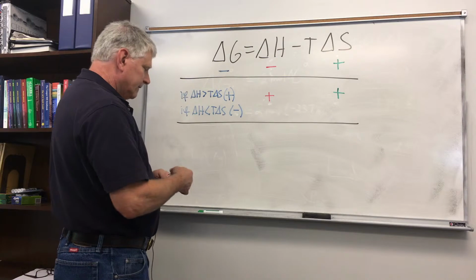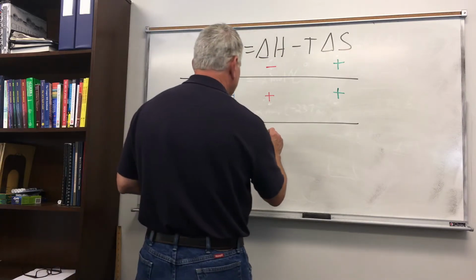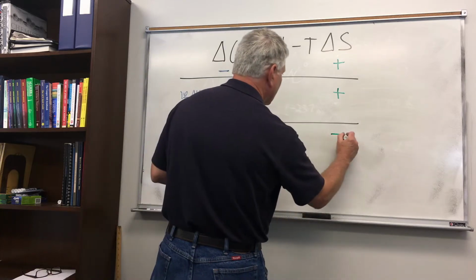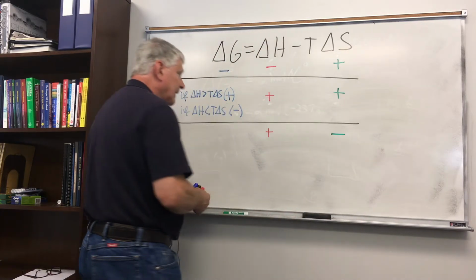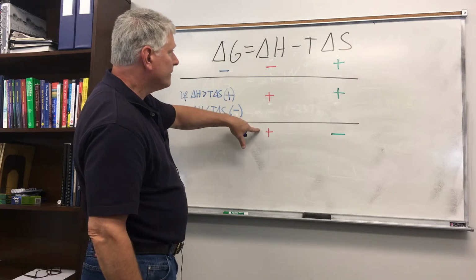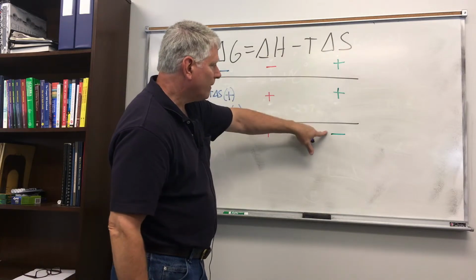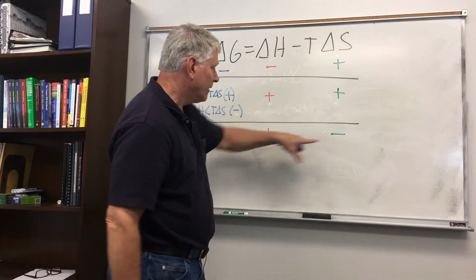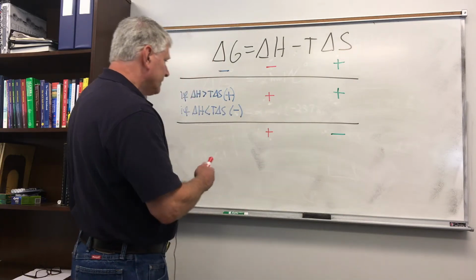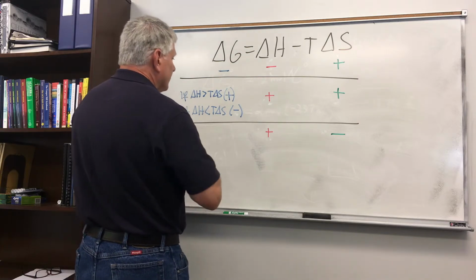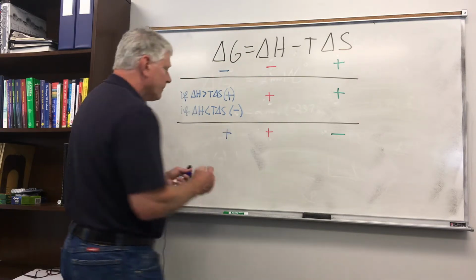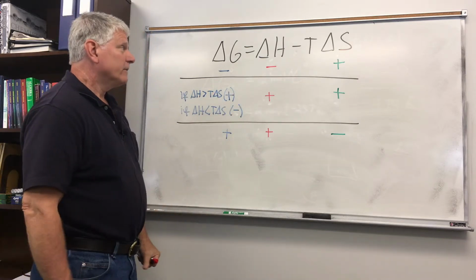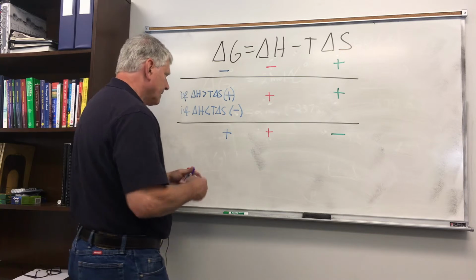Now, let's consider delta H being positive and delta S being negative. If that's the case, then we have a positive number minus a negative, so that's positive. So this is always positive now. Positive plus positive. So in that case, delta G will always be positive, not spontaneous. You can't change the temperature to make the reaction spontaneous.